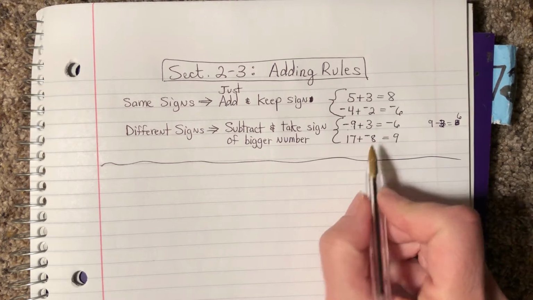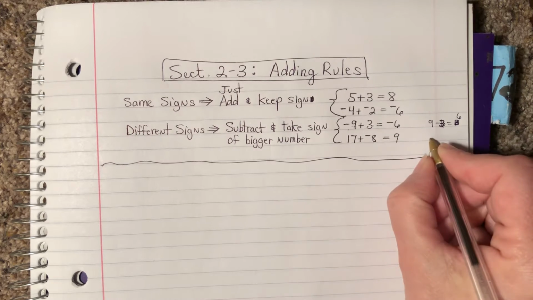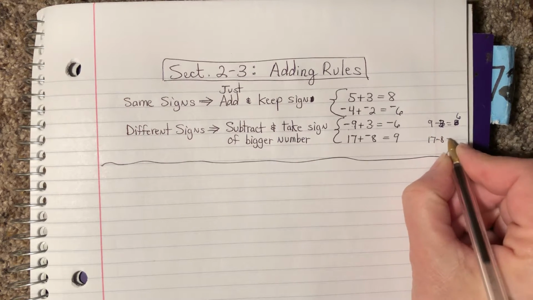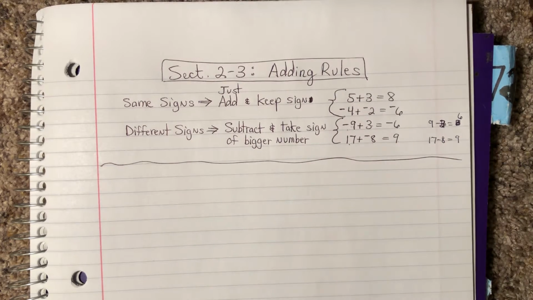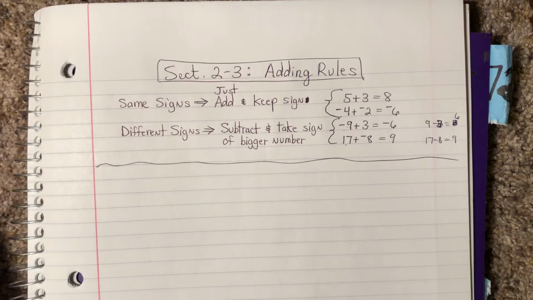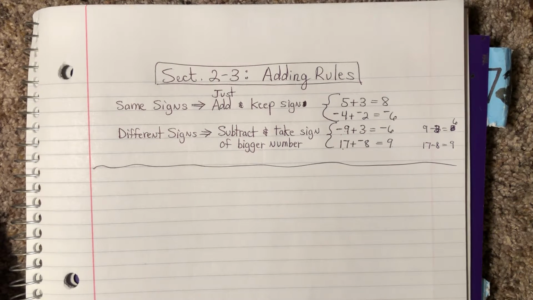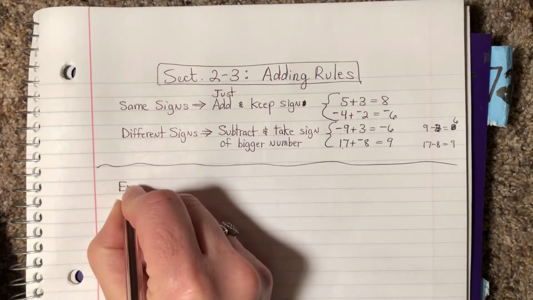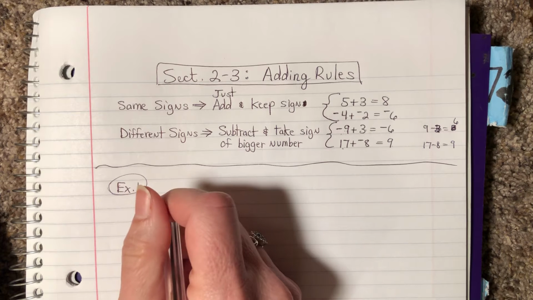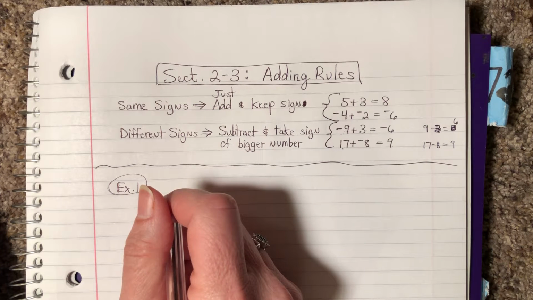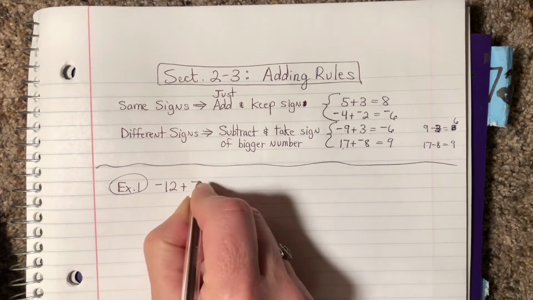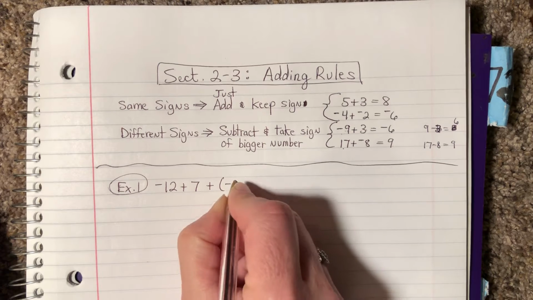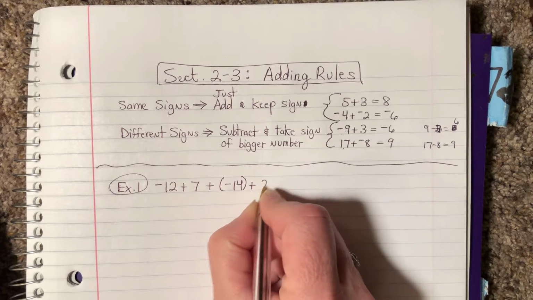In this case, signs are different, so I'm going to subtract: 17 minus 8, which is going to give me 9, and 17 is the bigger number, which is positive, so it's +9. All right, so some of the problems you'll see, it doesn't look too different from the last section. Let's do -12 plus 7 plus -14 plus 29.